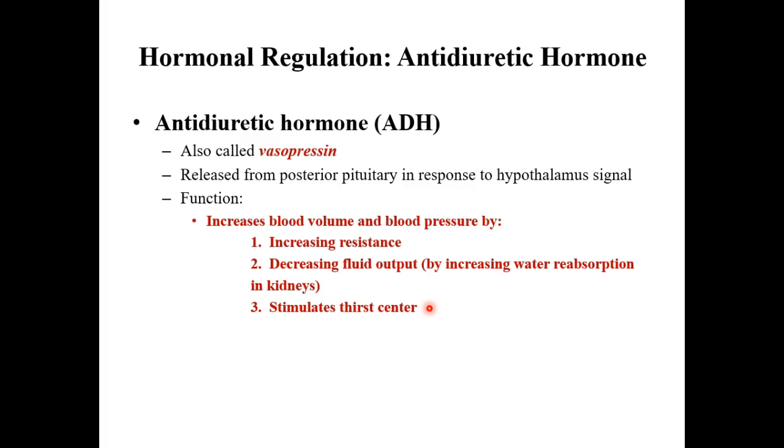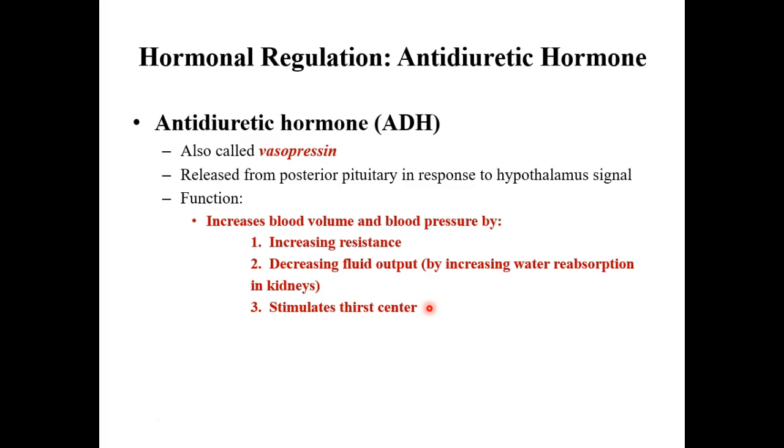Well, how does antidiuretic hormone do this? It actually helps increase resistance. Again, when we increase resistance, we're increasing the interaction of our blood with the walls of the blood vessels. So I'm increasing my blood pressure. Another thing that antidiuretic hormone does is it helps decrease how much output of fluid we're doing. So how do we do this? How do we decrease fluid output?